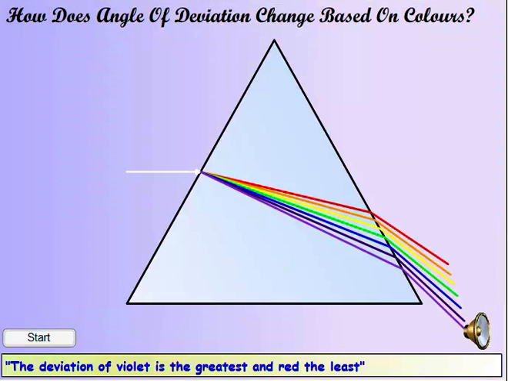Violet has the least angle of refraction and therefore the highest refractive index and the shortest wavelength, whereas red has the greatest angle of refraction and therefore the least refractive index and the longest wavelength. Thus, violet has the greatest deviation and red the least deviation.